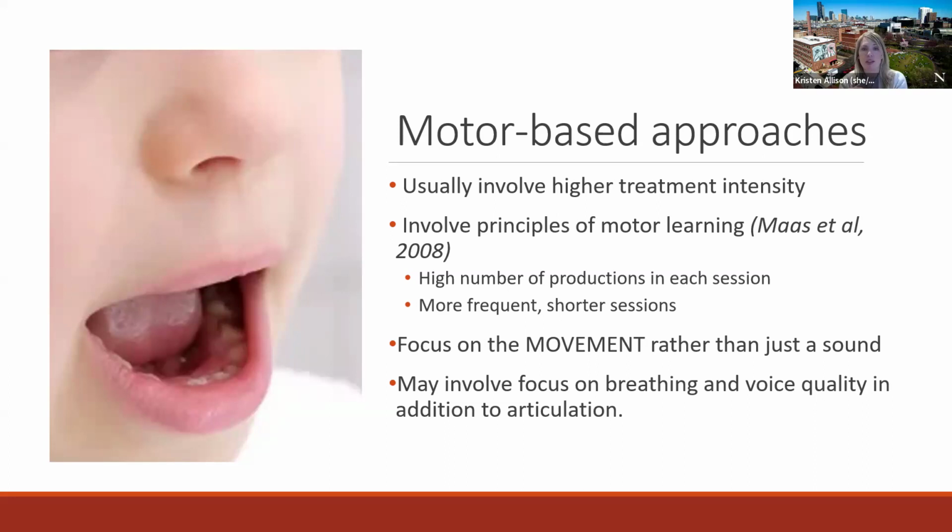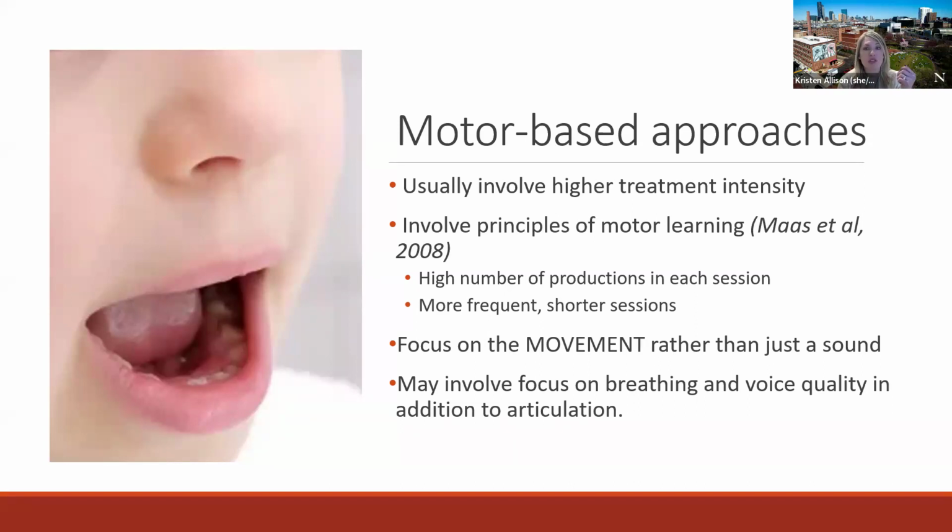So if you say the word boo, you start with your lips together and then they're already kind of rounded for the ooh sound. But if you're saying bee, your lips are already spread to start and your lips are going out for the bee. So the actual movement involved in boo versus bee is really different, even though both have that B sound. So these motor-based approaches really focus on that movement gesture rather than the individual segment.